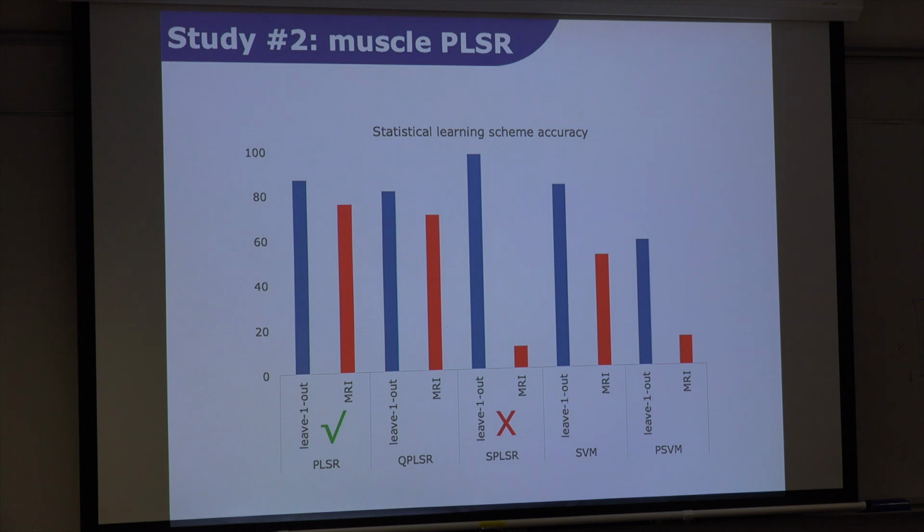From the graphs, you can see that the PLSR did the best in terms of both the leave one out analysis and the MRI validation. If you look at the spline, because it's a spline fit, the model performed very well in the leave one out analysis, but the algorithm was overfitting to the data, and so when it came to predicting the external MRI dataset, it did very poorly.